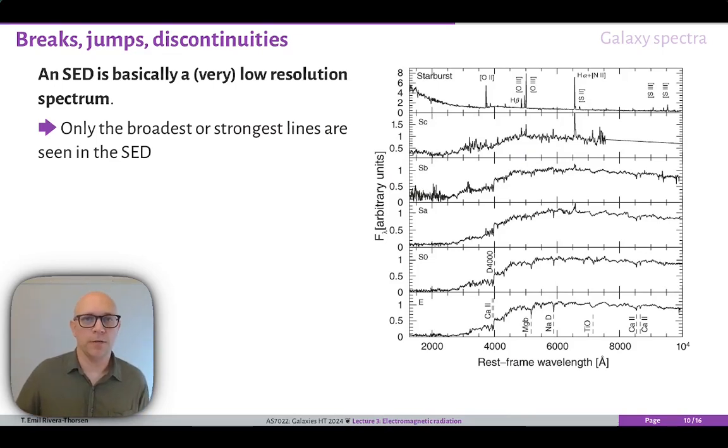Looking at an SED as we did before, we can see that it is basically a very, very low resolution spectrum. It means that you see basically the overall very smoothed out shape of the continuum. You generally do not see spectral line emission in the spectral energy distribution. However, if the lines are very strong or very broad, they might still show up. The criterion is basically this.